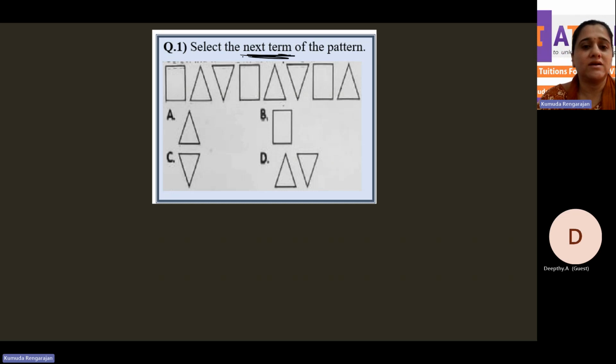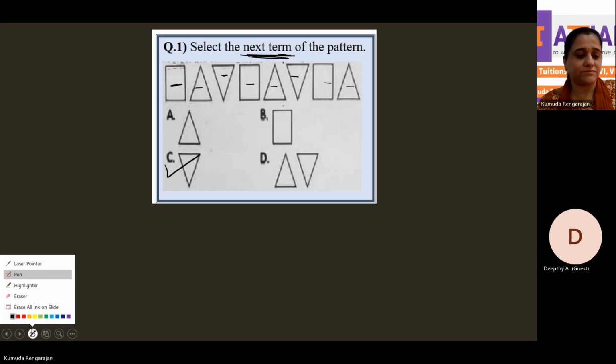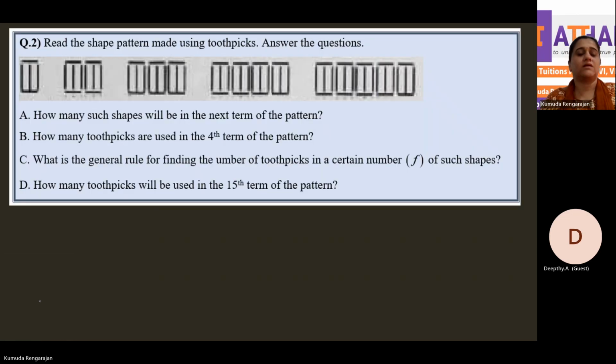Next term. So what do you see here? You see a rectangle, then a triangle, and this one we'll just call an inverted triangle. Then again rectangle, triangle, inverted triangle. Rectangle, triangle, inverted triangle. So this one is the correct answer.